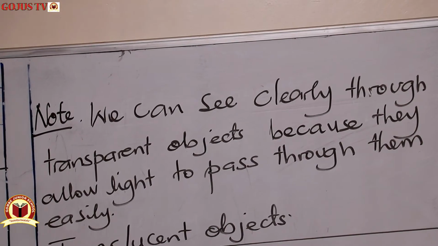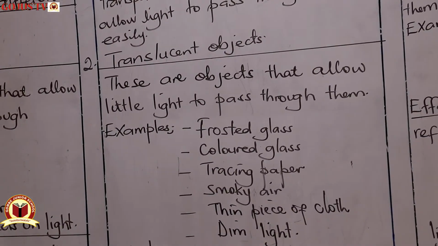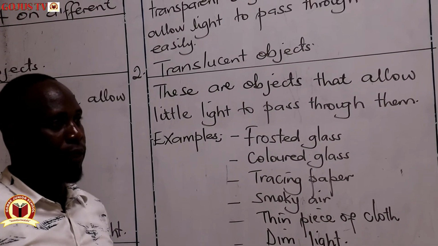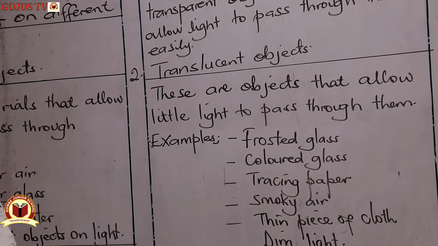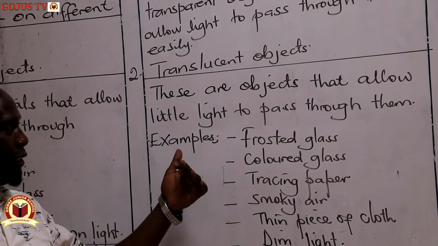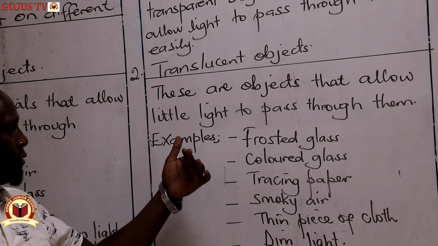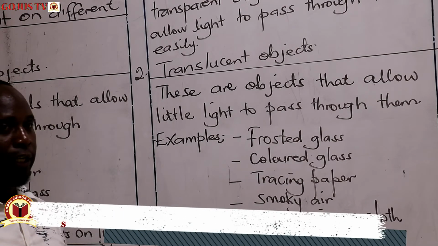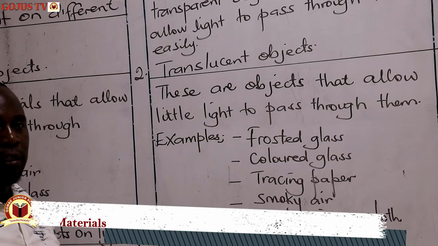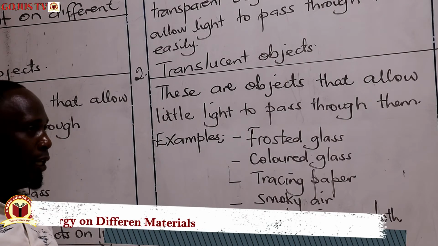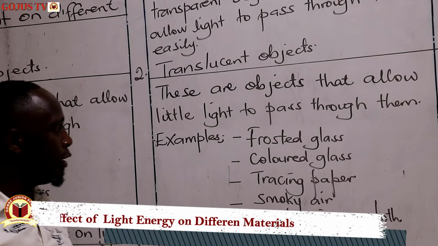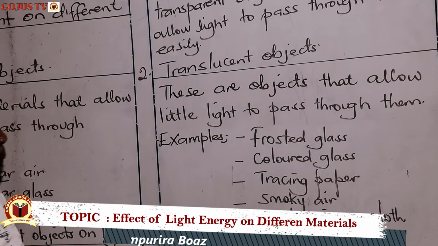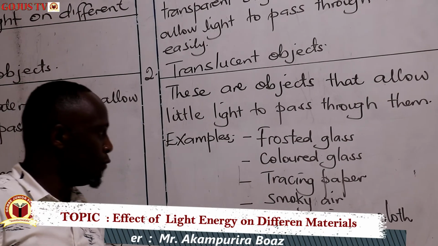Two, we have the translucent objects, and we're saying that these are objects or materials that allow little light to pass through them. In other words, they diffuse light, allowing little light or diffusing light passing through them. Examples, we have the frosted glass, glasses that are commonly used in lavatories or in the toilets and the shower rooms. They are frosted, that even when you want to see through them, you cannot be able to do that.